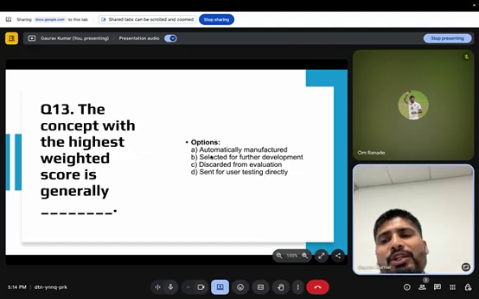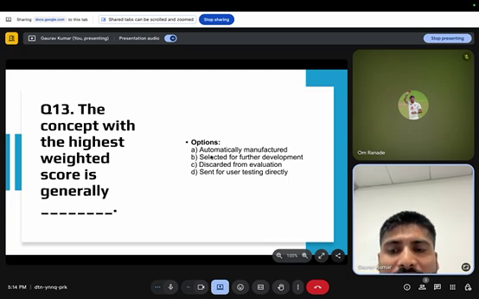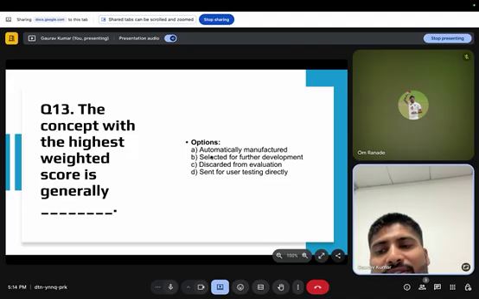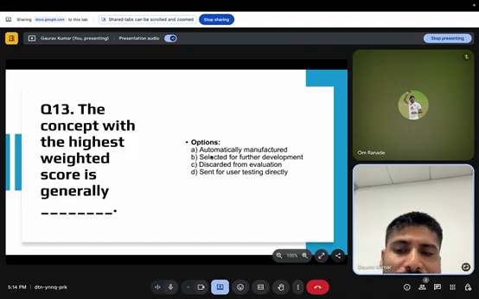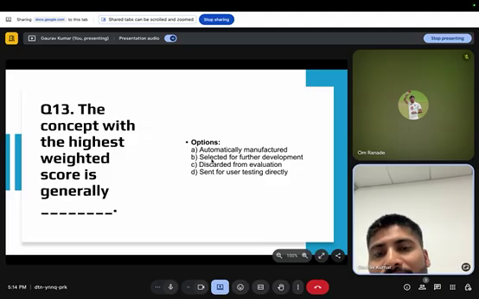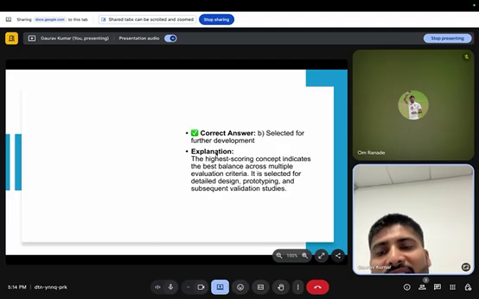So, in the week 12 thread, this serves as a decision gate in the design funnel. Only through such evidence-based progression can an organization ensure quality, reduce iteration loops, and justify resource allocation for downstream development. Okay, so B was the right answer.